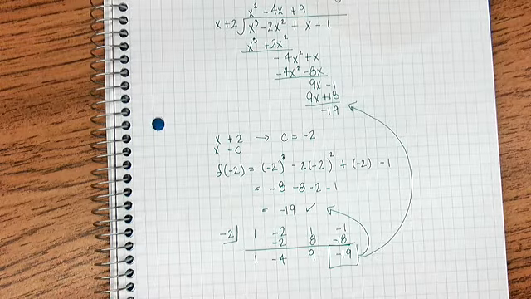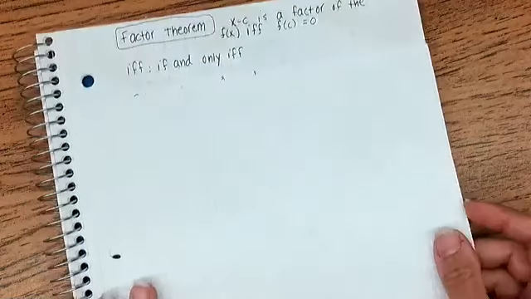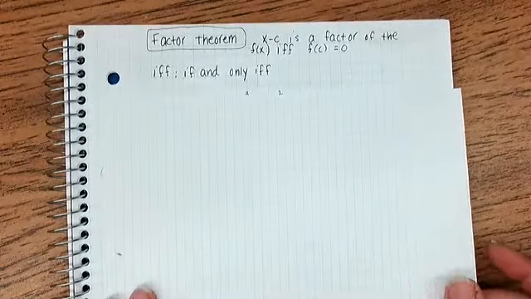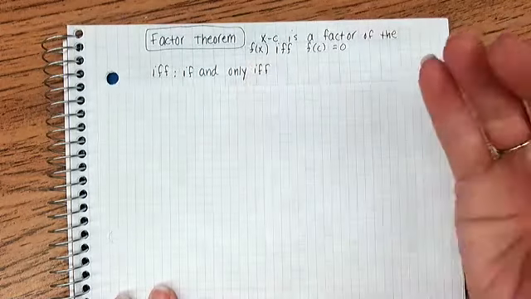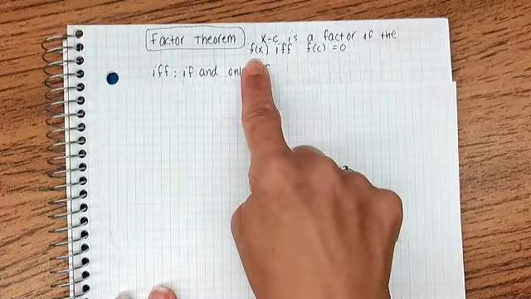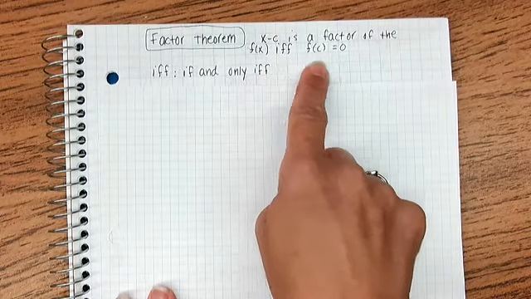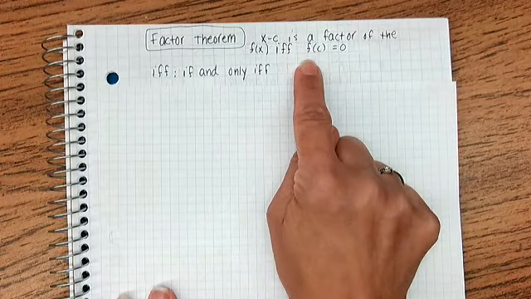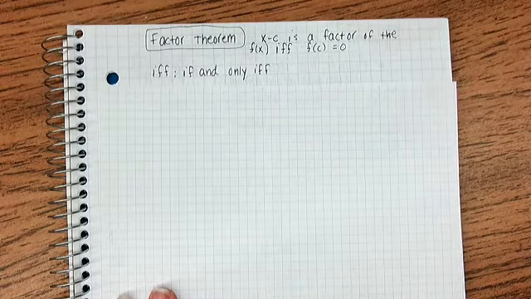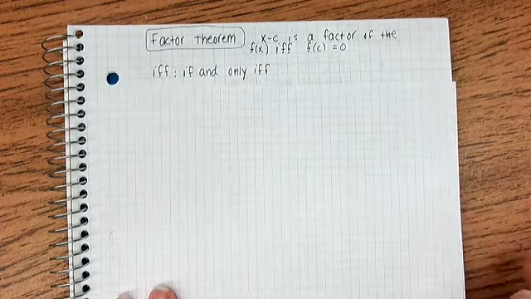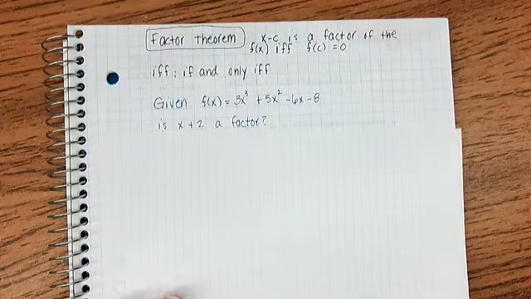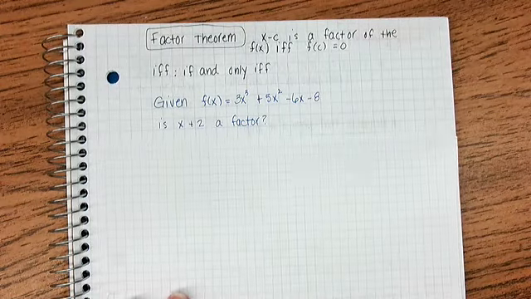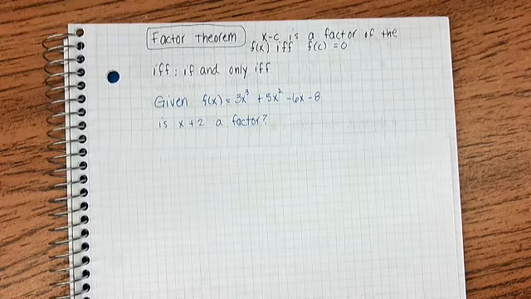Well, why does the remainder theorem matter? It's going to help us find factors, and it's going to help us find zeros. So next we're going to look at the factor theorem. So you have this x minus c. It's a factor of the function if and only if f of c is 0. Well, what does f of c represent? That represents the remainder, which in the previous problem was negative 19. So I'm going to give you a function, and I want to know, is x plus 2 a factor?